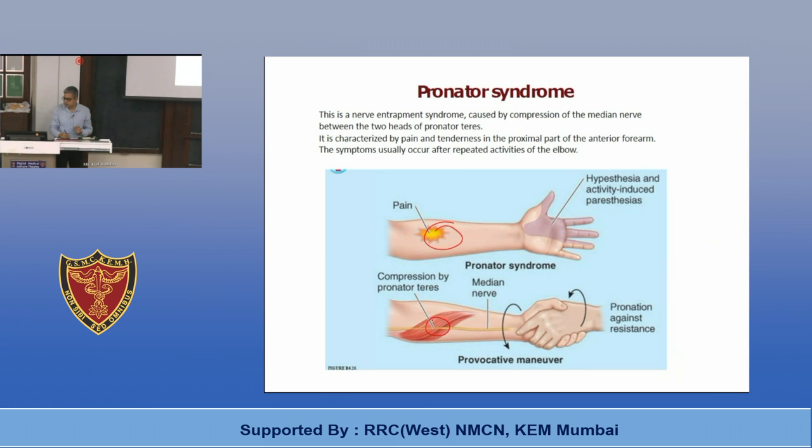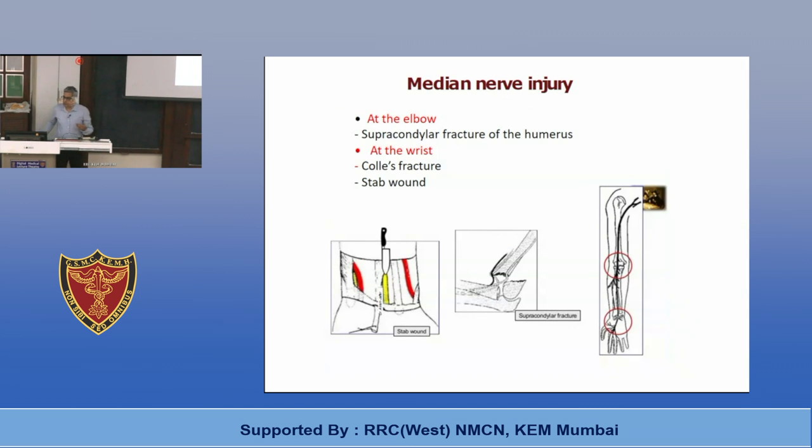Okay, so here is the compression: when you do it, the pronator is tight and it compresses the nerve, so you feel the pain. So that is pronator syndrome. There is hyperesthesia in the cutaneous distribution of the three and a half fingers on the lateral side. Okay, then other places where the injury happens: supracondylar fracture, stab injury in this region, wrist injury. Okay, people do stab injuries, that may lead to median nerve injury. Or sometimes carpal tunnel.